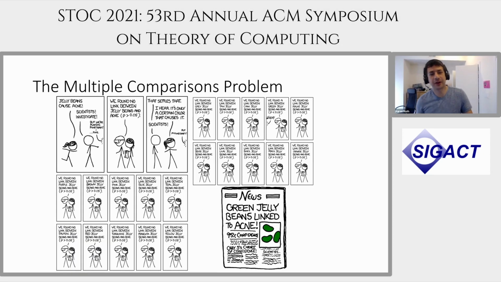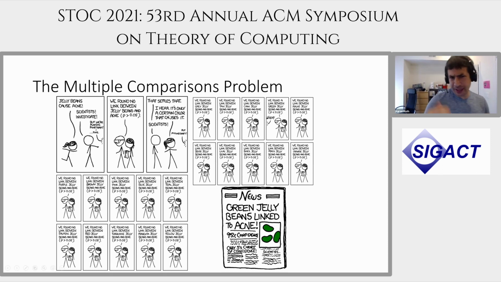So I want to begin with a cartoon that maybe many of you have seen. It's an XKCD cartoon. And the protagonist runs in at the beginning and proposes that maybe jelly beans cause acne. And the scientists are exhorted to investigate. And they find, no, they cannot find evidence that jelly beans cause acne to a level of significance p less than or equal to 0.05.